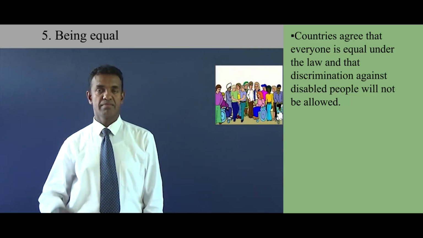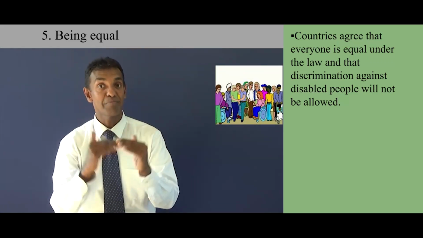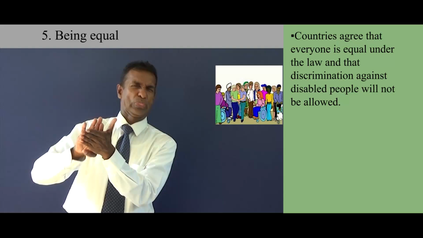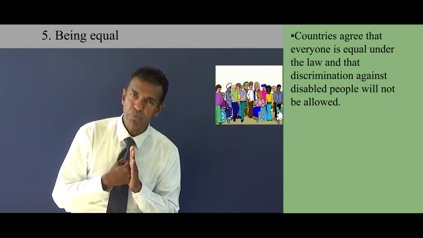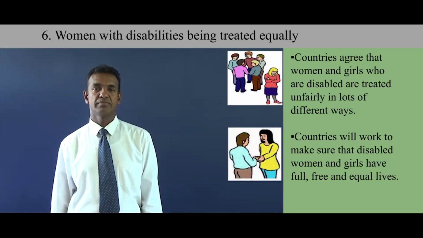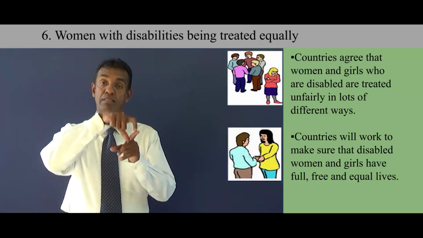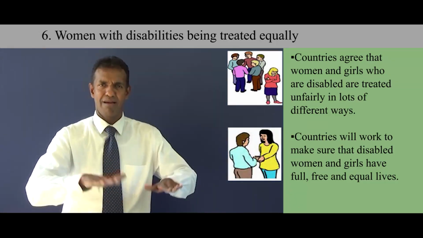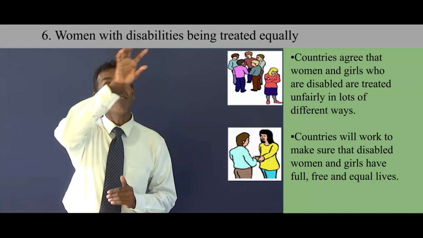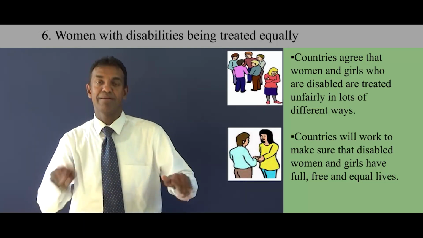Being equal. Countries agree that everyone is equal under the law and that discrimination against disabled people will not be allowed. Women with disabilities being treated equally. Countries agree that women and girls who are disabled are treated unfairly in lots of different ways. Countries will work to make sure that disabled women and girls have full, free, and equal lives.